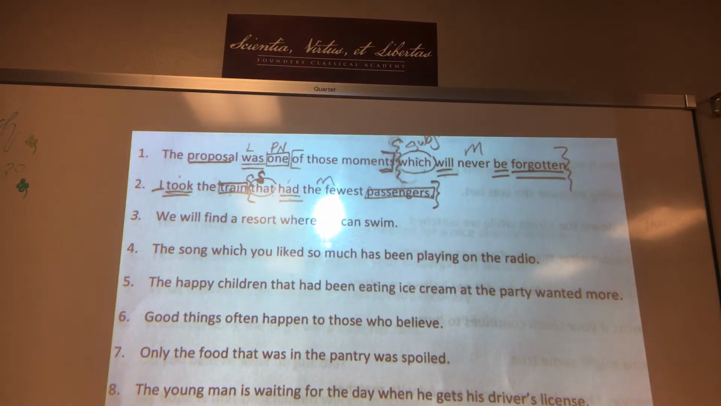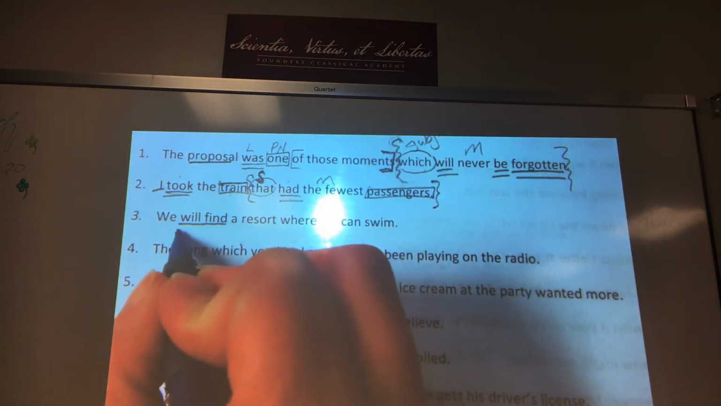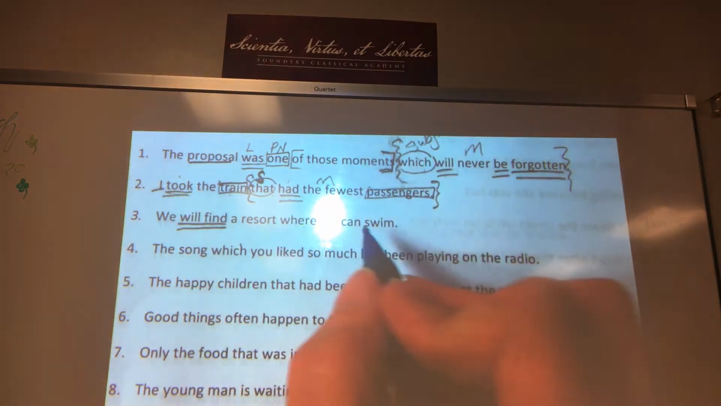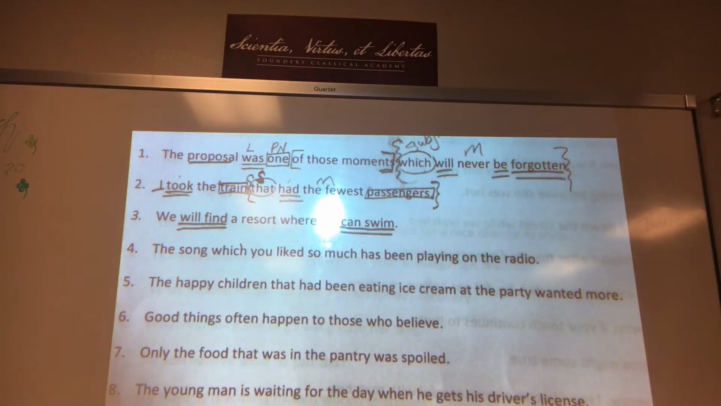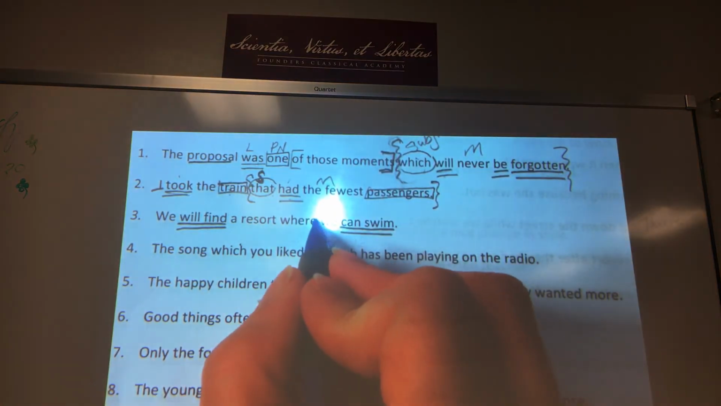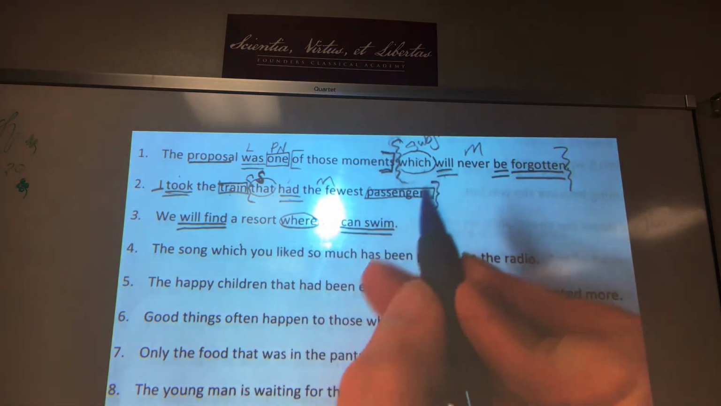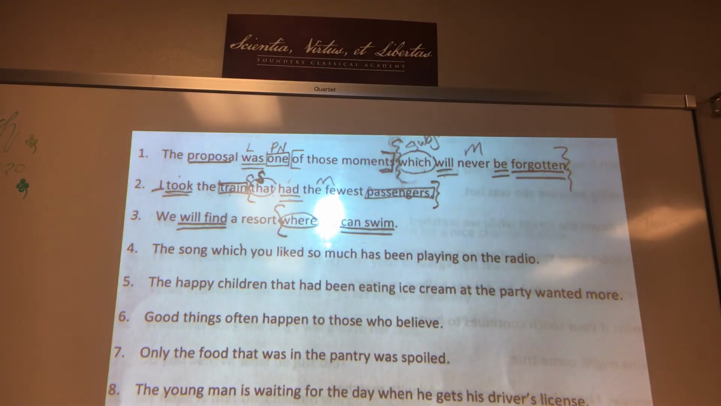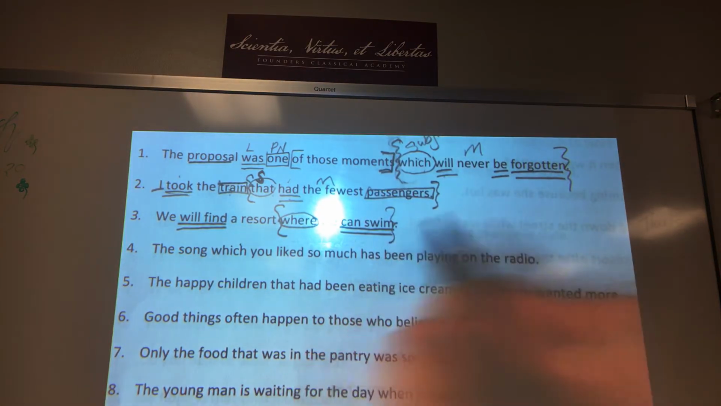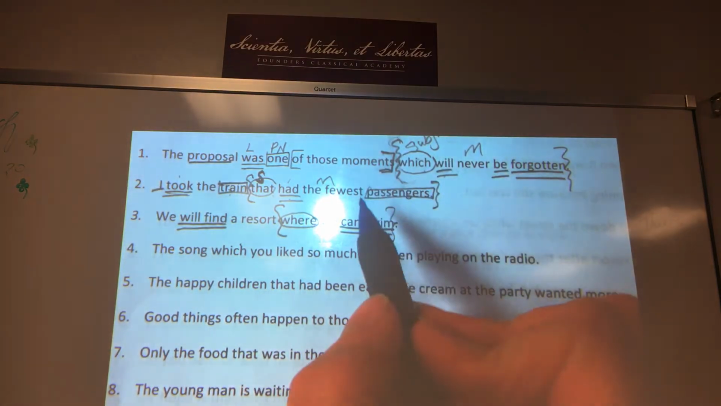Okay. Number 3, we will find a resort where we can swim. Prepositional phrases. There are none. Verbs. Will find. And can swim. Okay. Subordinating conjunctions, relative pronouns. Where? Make it into a weird water bug. Now where do I end it? After the verb. Oh, I haven't been marking subject here, have I?